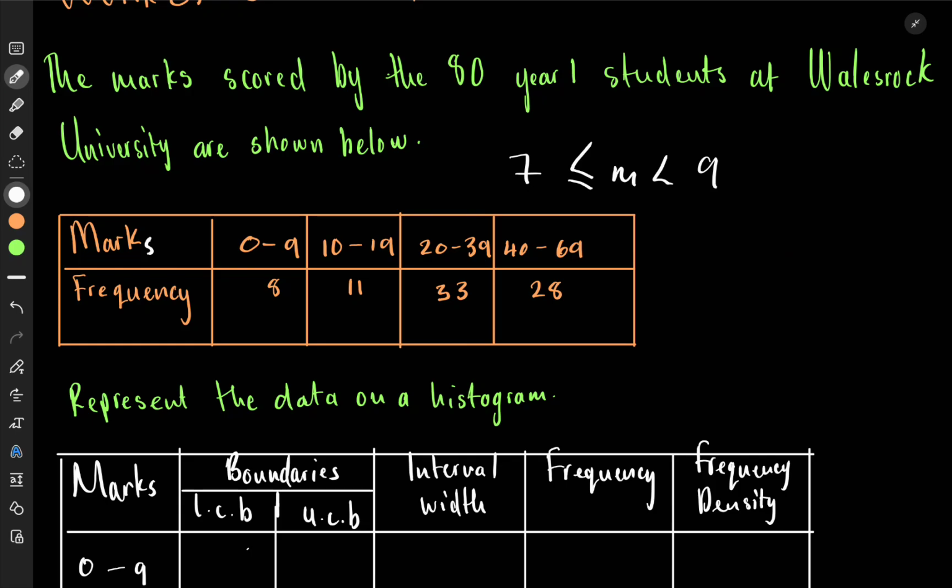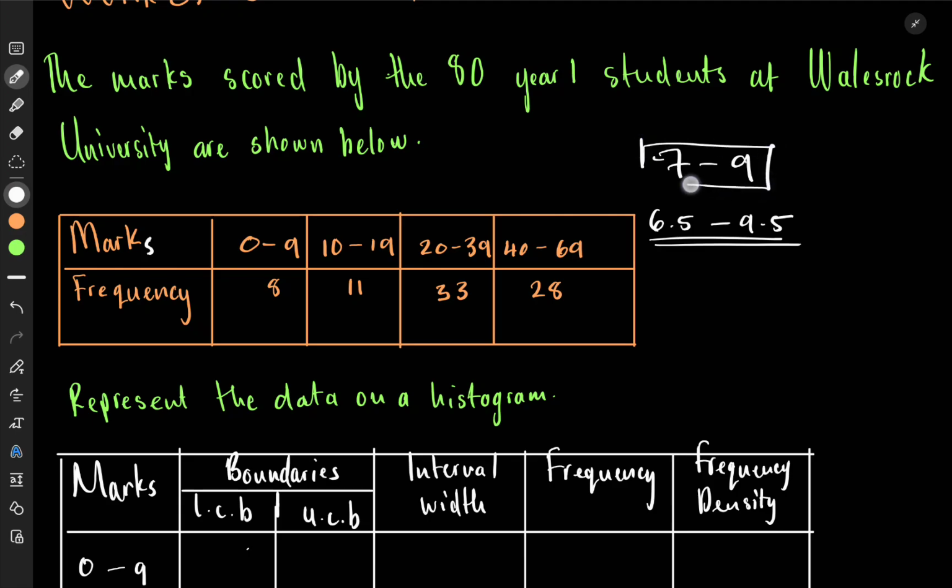But when I have a dash to say 7 to 9, then you must know that the boundaries, what I actually want here, is from 6.5 to 9.5. That is what I am looking at. Though it says 7 to 9, we actually are dealing with the range from 6.5 less than or equal to whatever, which is less than 9.5. That's what we are talking about. Those are when we are including the bounds. I'm sure you did bounds in IGCSE maths.